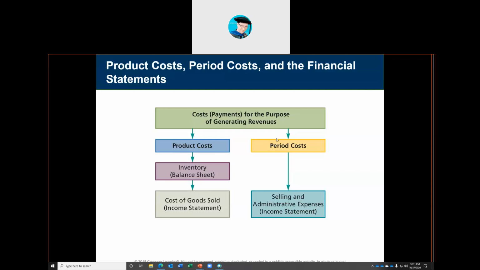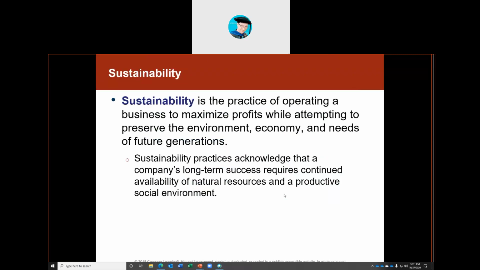On the other side, we have period costs. Period costs include selling and administrative expenses. Those go directly to the income statement. They do not appear on the balance sheet. Okay, that's the important stuff. Now let's talk about the not so important, but somewhat important.